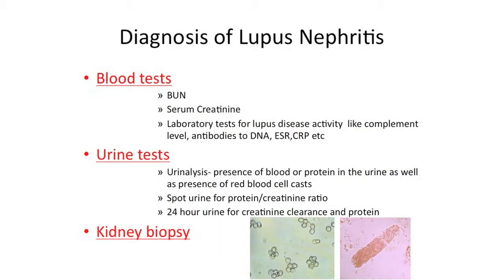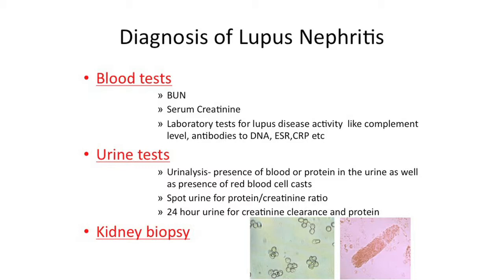How do we diagnose? As you learned before, we do blood tests for kidney function. Usually blood urea nitrogen and serum creatinine are taken as the markers of kidney function. So if these two tests are elevated in a patient who suffers from systemic lupus erythematosus, you should think about their kidneys being involved from lupus nephritis.